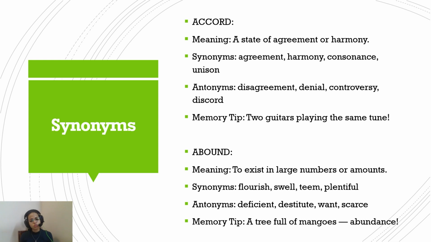Abound. Abound means to exist in large number or amounts. The synonyms would be to flourish, to swell, teem, plentiful. Teem here is not team. Please mind the spelling. It's teem. To be teeming with something is to be full of that, so it's like in large number again. Antonyms would be to be deficient. For example, sometimes a doctor tells you you have some vitamin deficiency, so less of that thing. So deficient, destitute, which means poverty, want, scarce. All these words are antonyms.